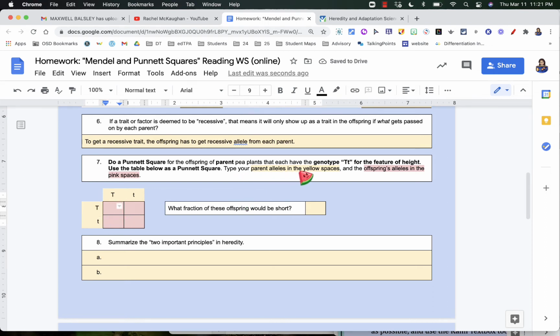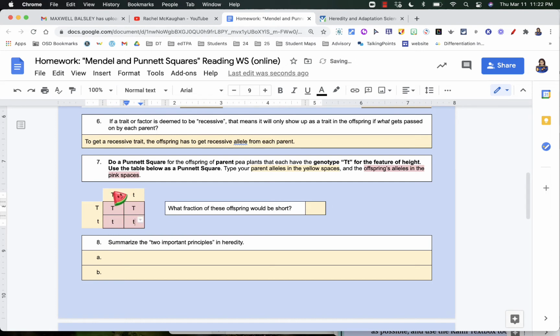Type your parent alleles in the yellow spaces and the offspring's alleles in the pink spaces. Okay, so the parent plant can either make pollen with a tall plant factor or a short plant factor. And then the flower, sperm and egg, one of each allele. How will they compare? So you take the big T and bring it across both of these boxes, and the little t and you bring it over here.